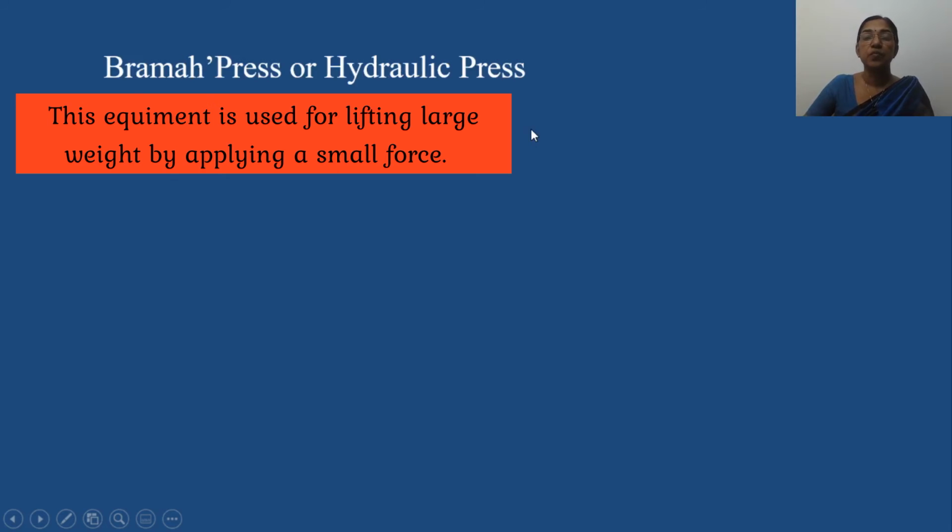So a hydraulic press consists of 2 cylinders which are connected by a small tube. One cylinder is of smaller size and the other is of larger size, and these 2 are fitted with pistons. Now these 2 cylinders are connected by the tube and it is filled with liquid. Normally we are using oil.